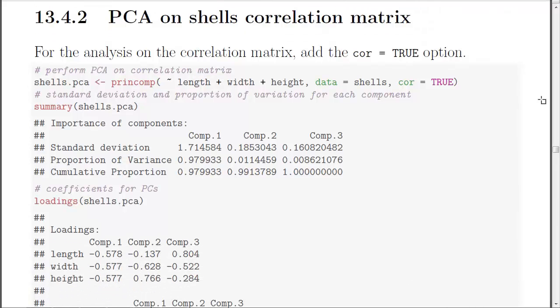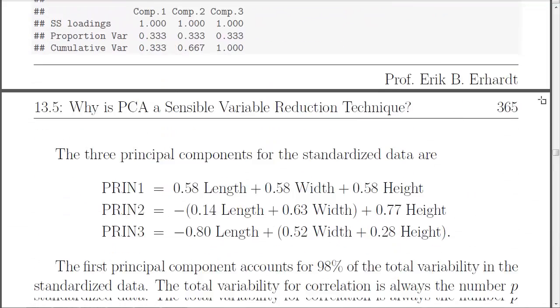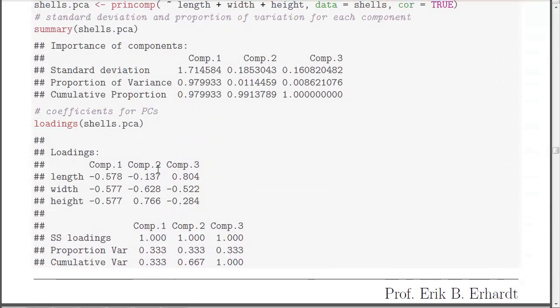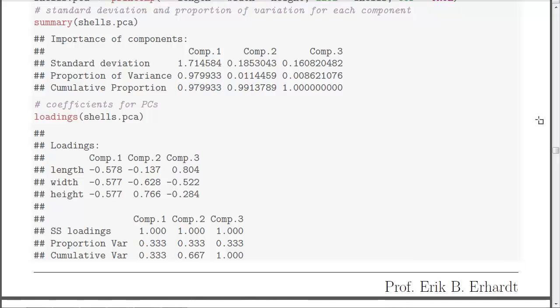I'll just tell you right now that the PCA on the shells basically gives you the same results. So I'll allow you to look through this. We get similar components. The last component is a little bit different. Actually, it looks like these two components switch, component 2 and 3, in terms of their importance. However, their amount of variability explained is roughly the same, both about 0.1. So still we're getting about 98% of the variability for the first component, and then almost nothing for the others.